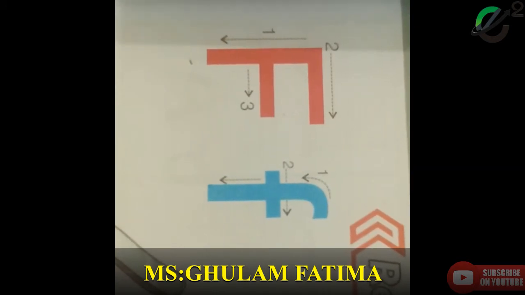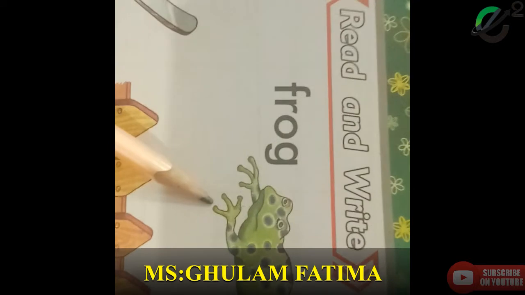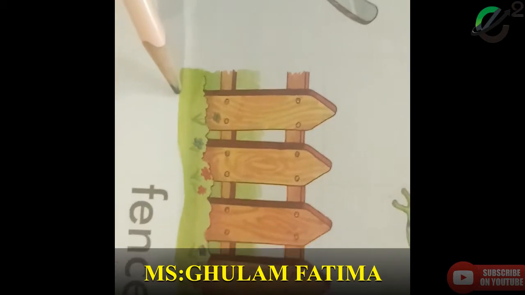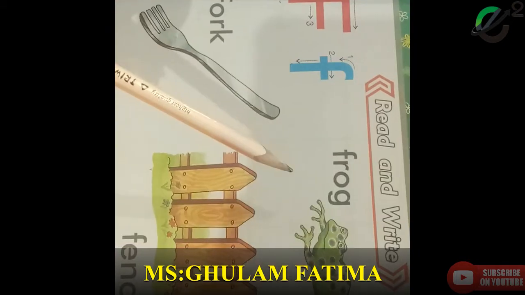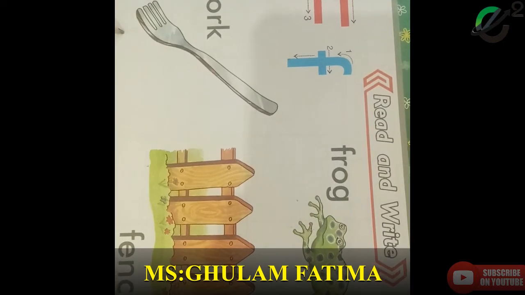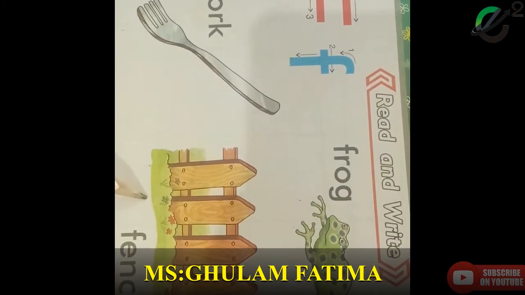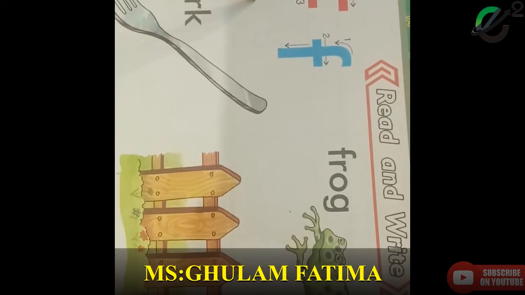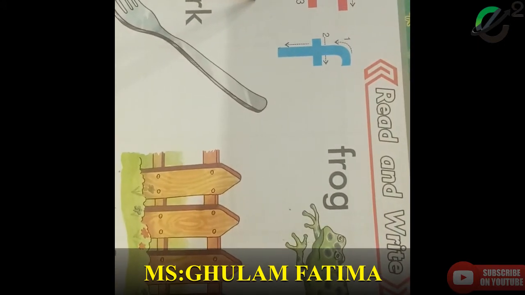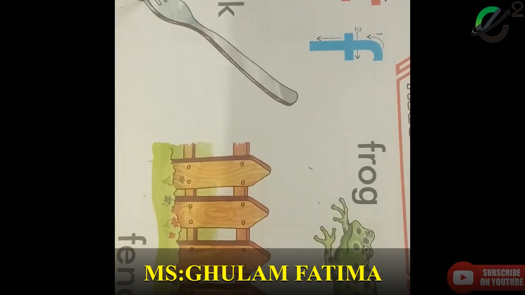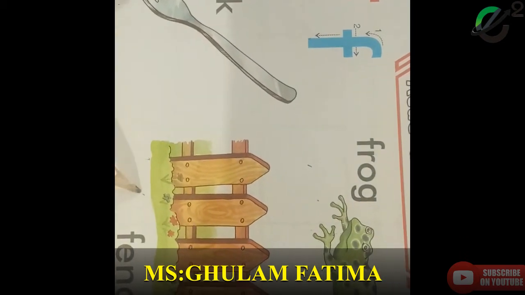F for frog. F for fork. F for fence. Which letter is this? F. What is the sound of F? F for frog, F for fork, F for fence.